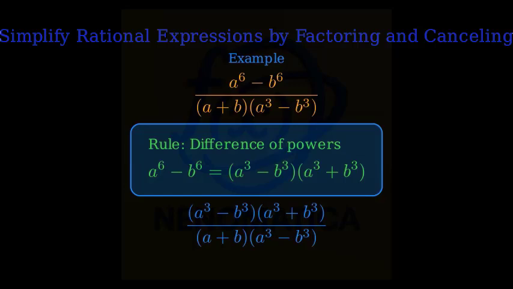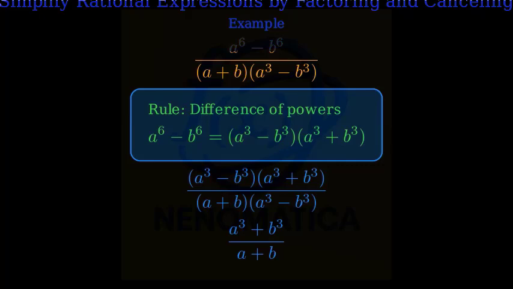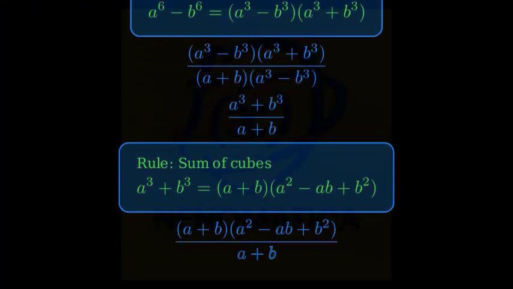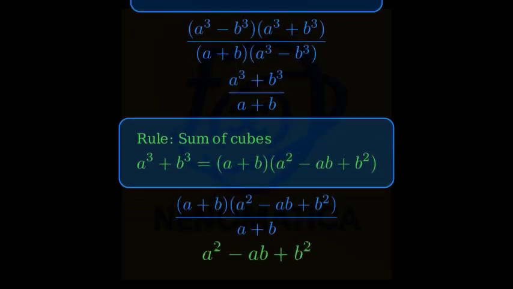We start by factoring the numerator using difference of powers. Now cancel the common factor a cubed minus b cubed from numerator and denominator. Next, use the sum of cubes formula to factor a cubed plus b cubed. Cancel a plus b, and write the final simplified result.